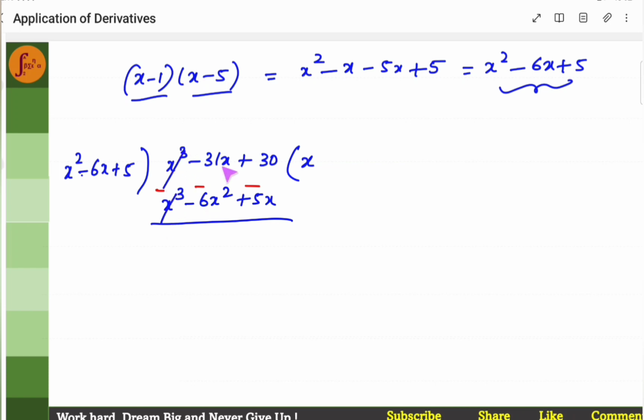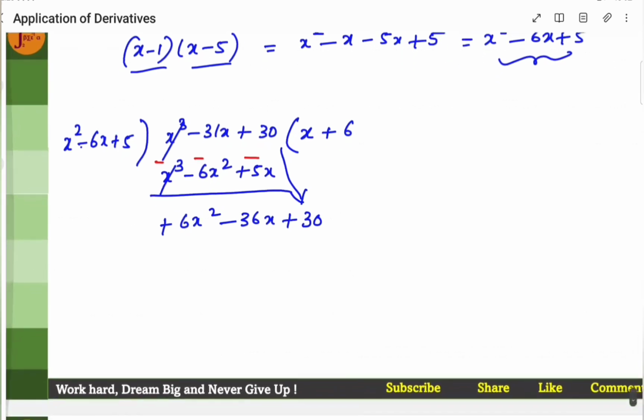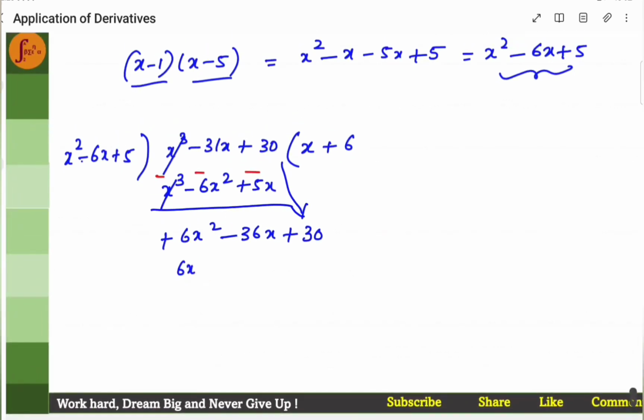So this will get cancelled. I'll get minus 6x square plus 6x square, minus and minus, 31x. So I'll get minus 36x plus 30. I'm getting this down. Now I'll continue with division. I have to multiply x square with plus 6. Then only I'll get 6x square. So I'll get 6x square. 6 into minus 6 is minus 36x. 6 into 5 is plus 30.